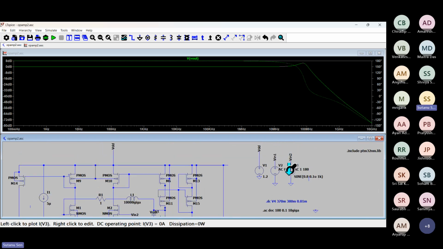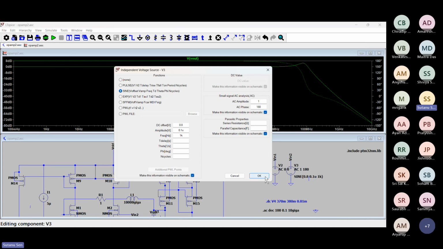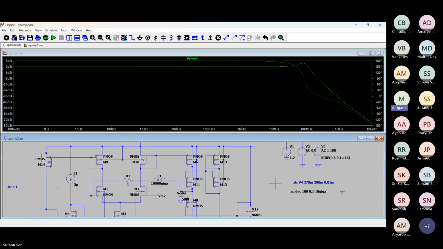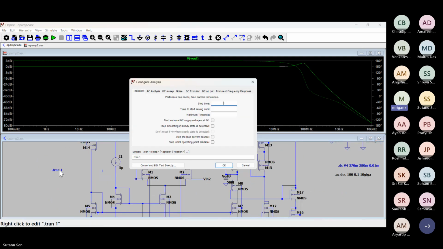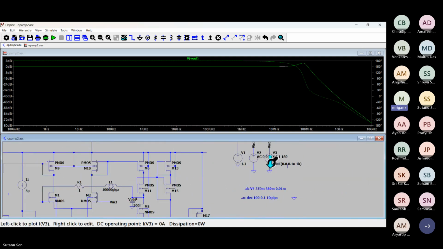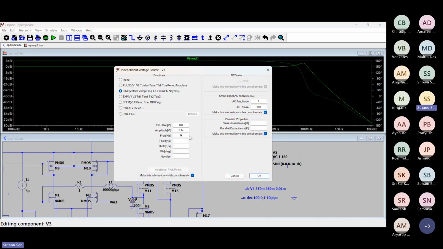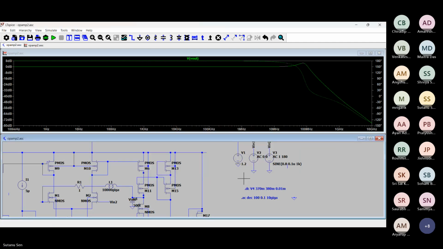Sir, I've increased it already to 1 kilohertz. Still, it's not. Maybe you can just do one transient simulation, apply a sinusoid at the input V into and see, just like earlier you were doing a very small signal. Yes, sir. I've applied a sinusoid at V into.